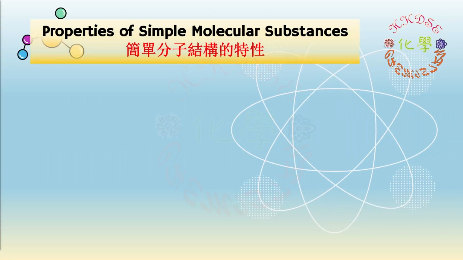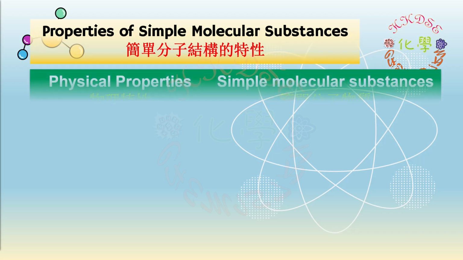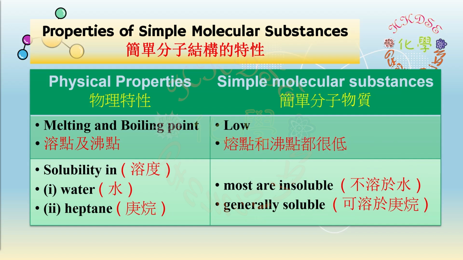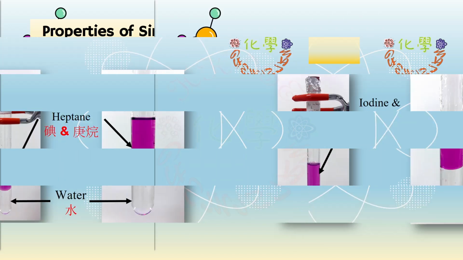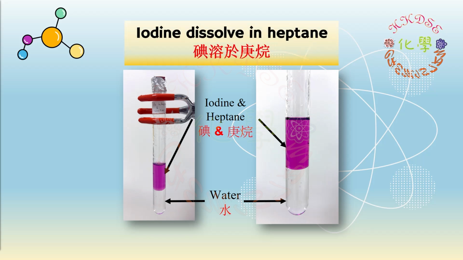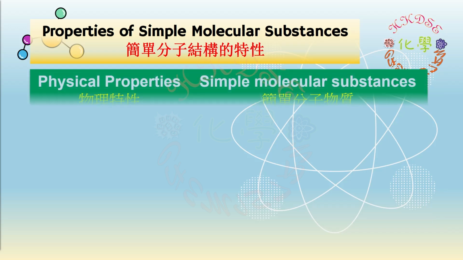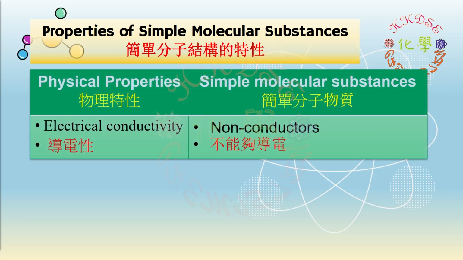Physical properties of simple molecular substances are summarized in the table. Most of these substances are insoluble in water, but soluble in non-aqueous solvents, for example heptane or ether. For example, iodine turns purple when dissolved in heptane. Another property to note is that simple molecular substances don't conduct electricity, because there are no free electrons, and the molecules themselves have no electric charge.